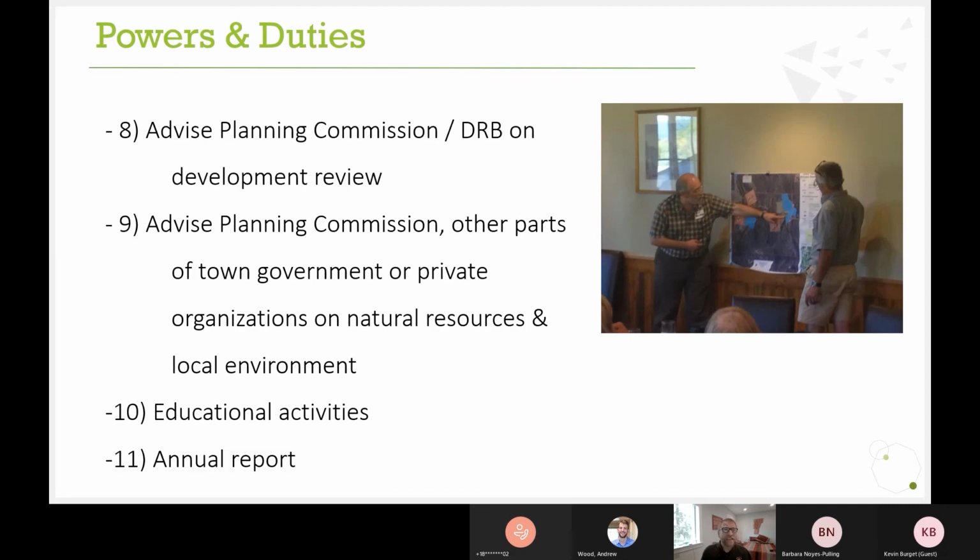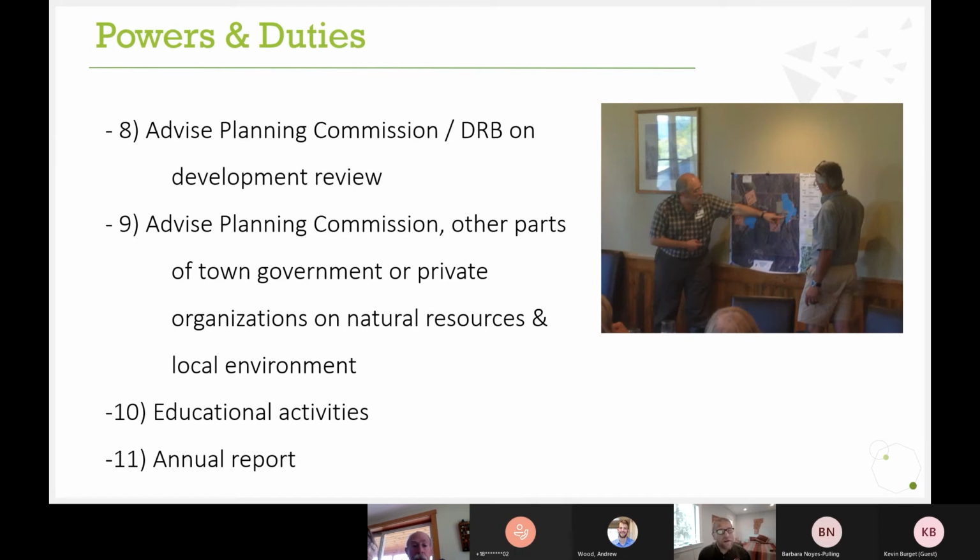Another piece here is advising the Planning Commission or the DRB on development review. There are only a handful of CCs in Vermont that do development review. It's a very technical process, but it's certainly something that CCs can engage in, but you really need a high level of capacity to pull that off. But all conservation commissions can work to advise the planning commissions on natural resources and local environmental issues.